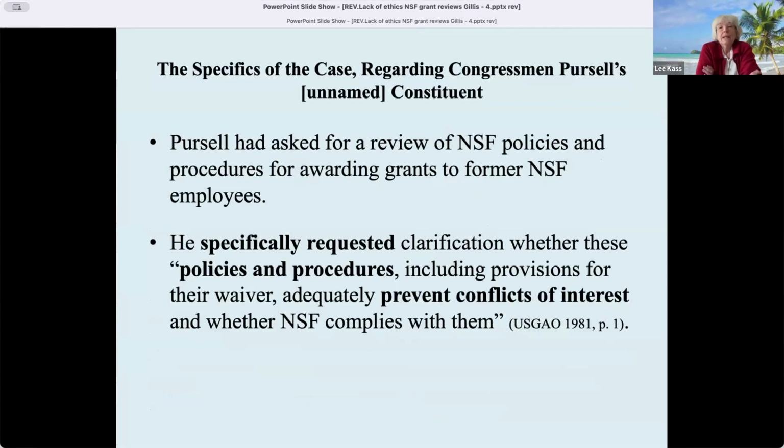Additional specifics of this case that regarded Purcell's unnamed constituent. Purcell had asked for a review of National Science Foundation policies and procedures for awarding grants to former National Science Foundation employees. He specifically requested clarification whether these policies and procedures, including provisions for their waiver, adequately prevented conflicts of interest, and whether NSF complies with them. This is actually published in that report.